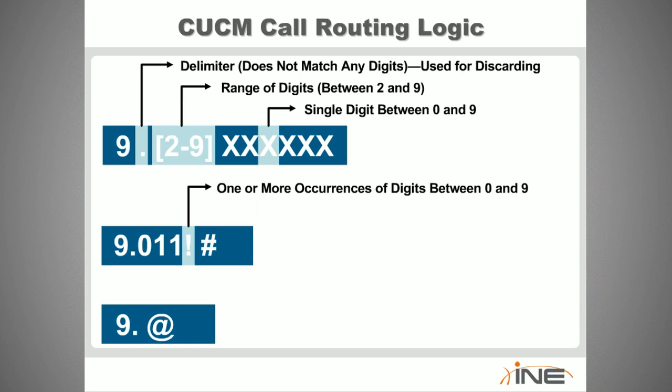Note that it does not match nothing. So someone could not dial 9011 hash and have it match. That bang or exclamation has to match at a minimum of one digit before it's satisfied. But it can also match an infinite number of digits, anything beyond or including 1. And next, the hash symbol is typically used to avoid interdigit timeout, but it can also be a dialable digit.